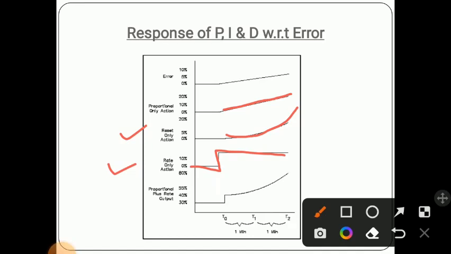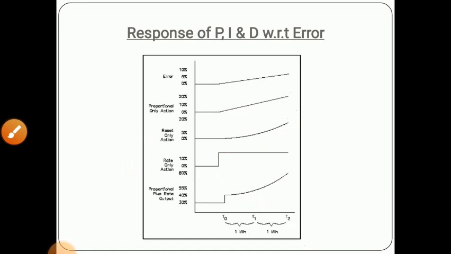And if we add proportional plus rate action, then we'll get a step and some curvature also. If we combine everything, we'll get a step as well as curvature. So like this, we will get different control actions if error is varying for three different types of controllers.